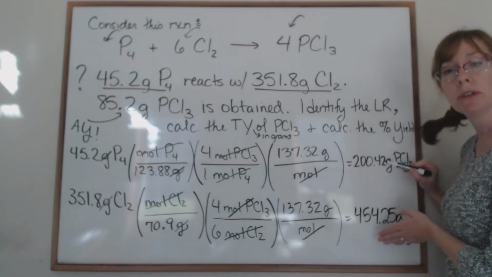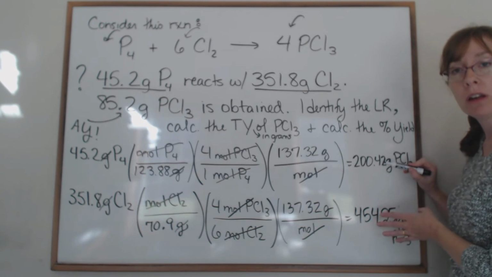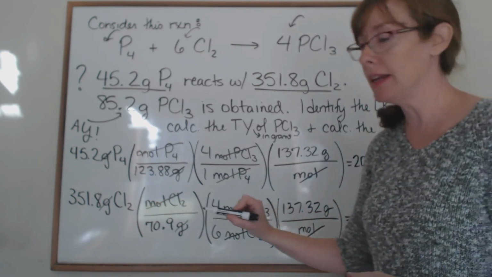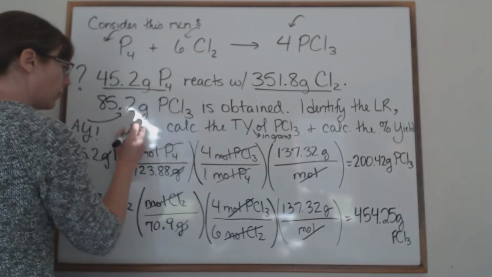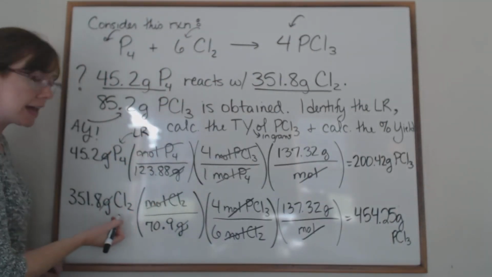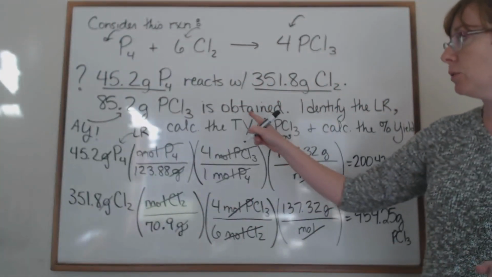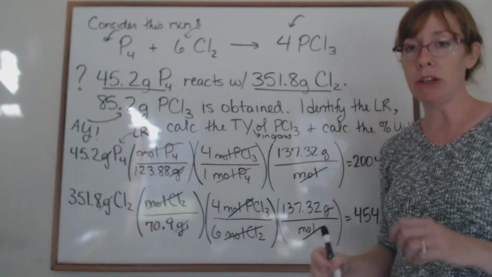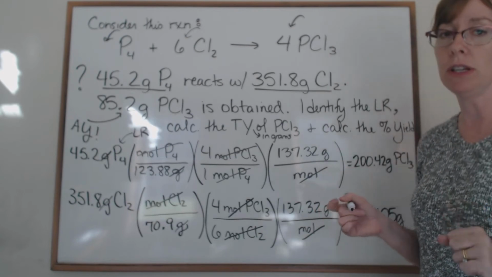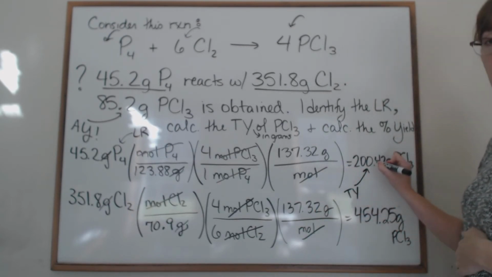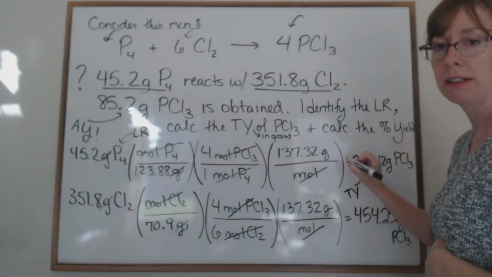I look at the 2 numbers. Whatever number is smaller, that tells me what my limiting reactant is. My limiting reactant must have been P4. That means I had an excess amount of Cl2. So that's the first question. P4 is my limiting reactant, or you could just say phosphorus, elemental phosphorus. The theoretical yield is this number, the amount that's made by the limiting reactant.